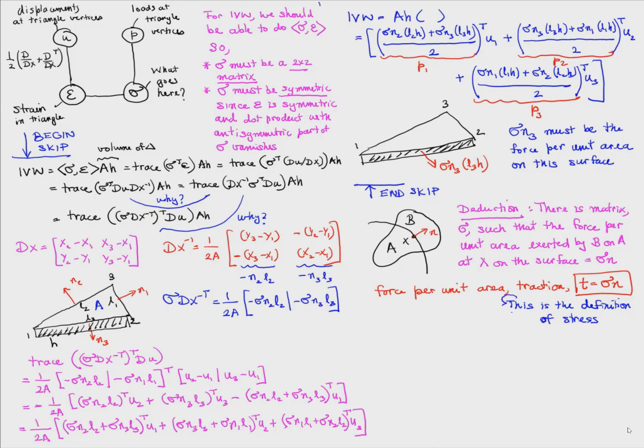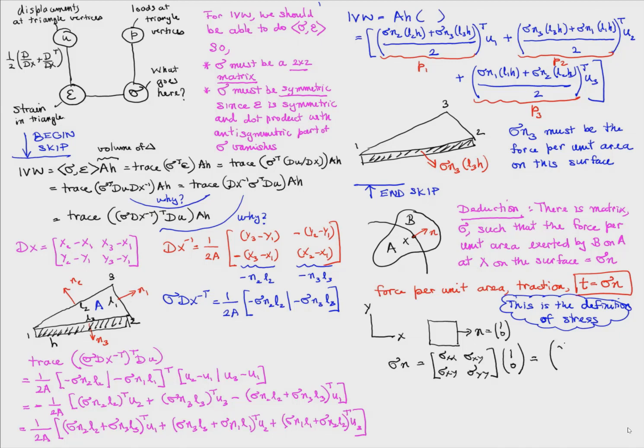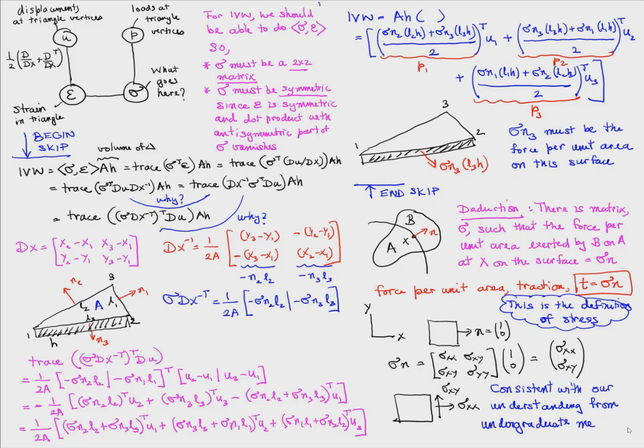So stress is a matrix which when multiplied by the normal vector gives us the traction. This is the definition of stress. So for example, if we take an object and the surface of it has normal 1, 0, if we do sigma times n, we get sigma x, sigma x y, and this gives us our familiar notion of normal stress and shear stress from undergraduate mechanics. So we've deduced a definition of stress that is consistent with what we understand from undergraduate mechanics.